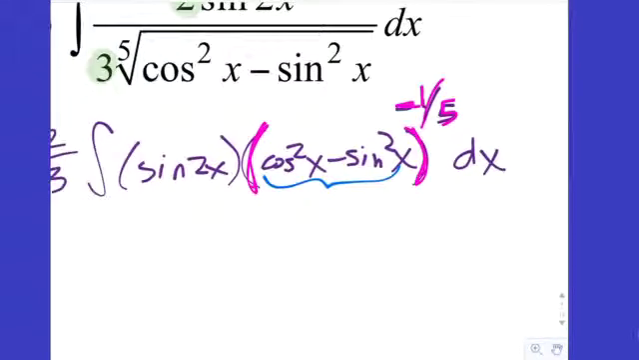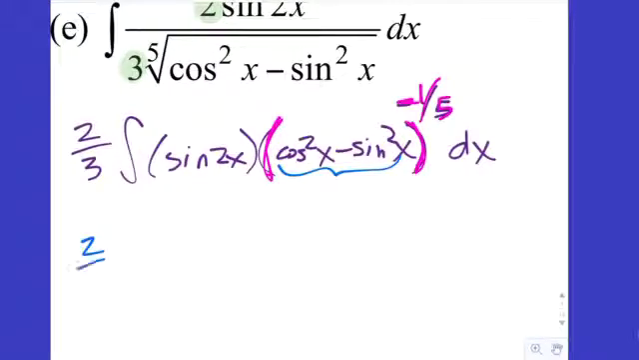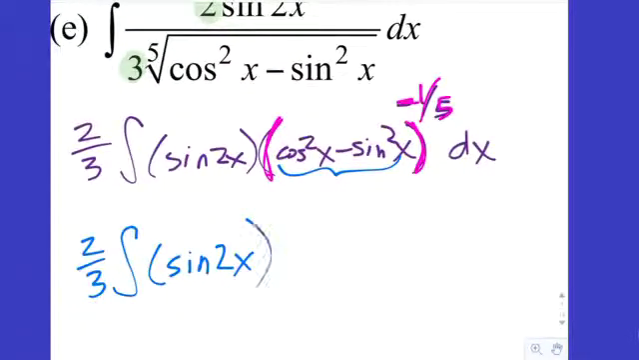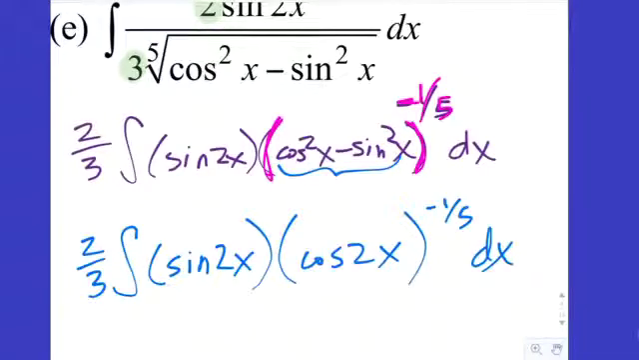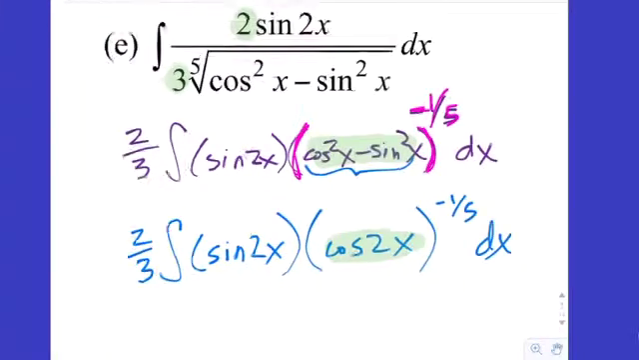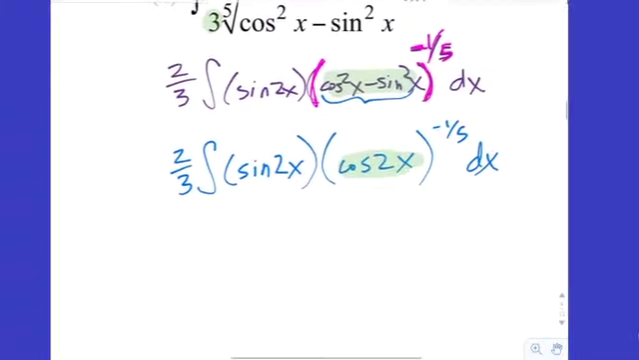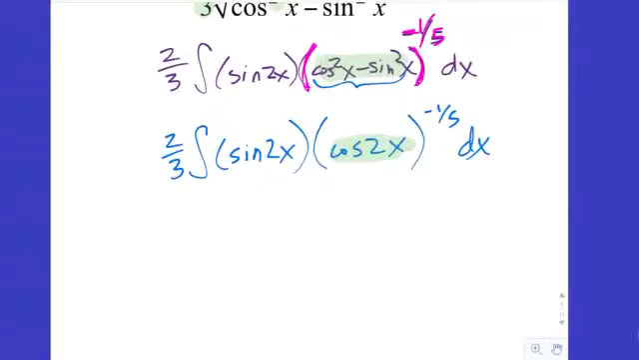Cosine squared minus sine squared is equal to cosine of 2x. And that's one you need to know. It's the double angle identity for cosine. So let me go ahead and highlight that so that you can make the connection. And remember, the other one is sine of 2x is 2 sine x cosine x. All right, so now it looks like something I recognize. The derivative of cosine of 2x is not surprisingly negative 2 sine of 2x.